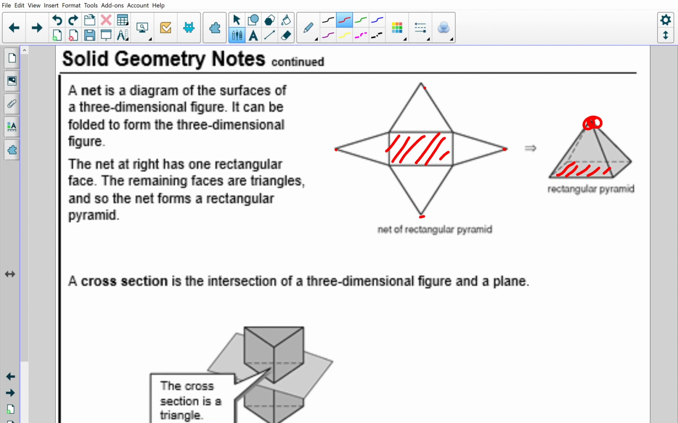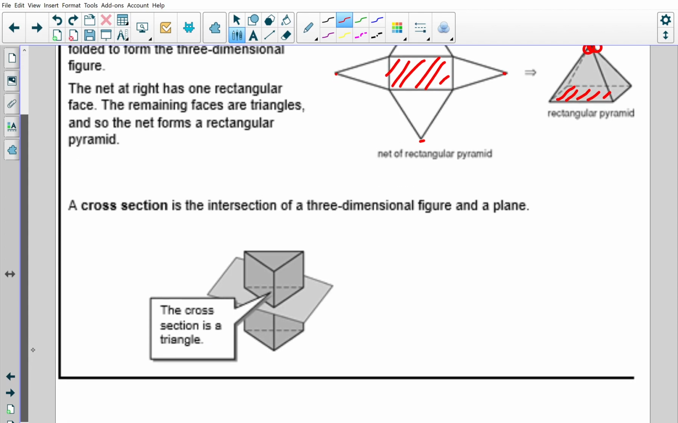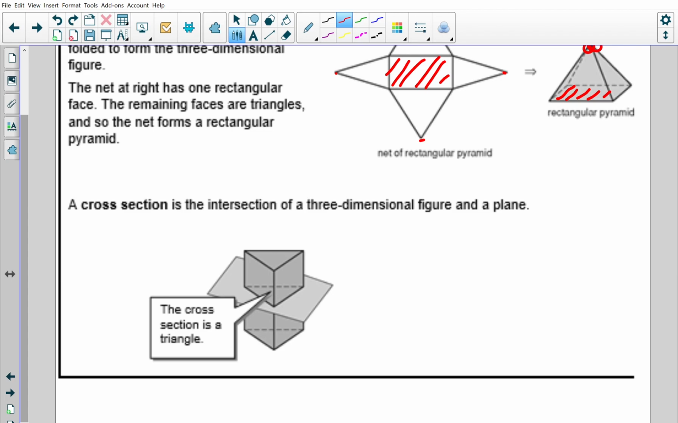Cross section, any of you that want to go into engineering or construction or carpentry or design, cross sections are really important. Basically, as you see here, the cross section is the intersection of a three-dimensional figure and a plane. So we're taking this plane and being like a magician and sliding it through the center of that triangular prism. And you need to be able to visualize, well, what resulting image would you get? In this case, a triangle.